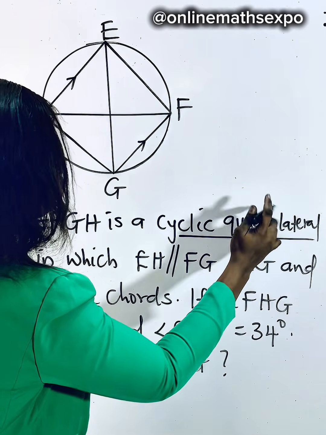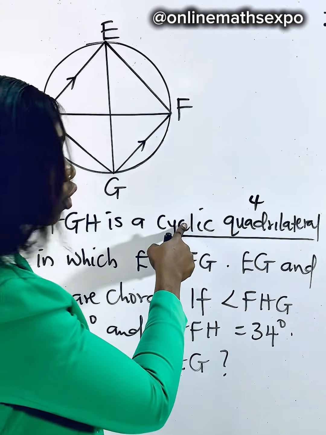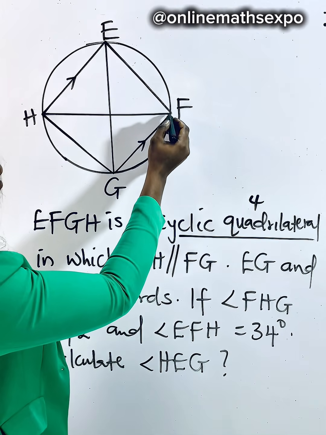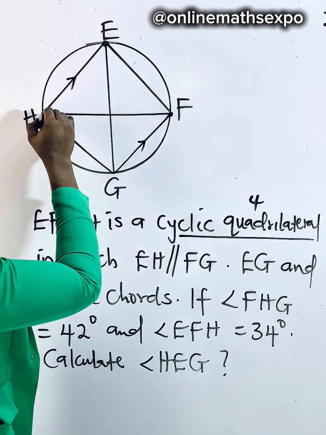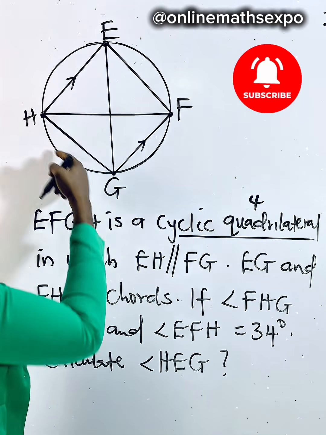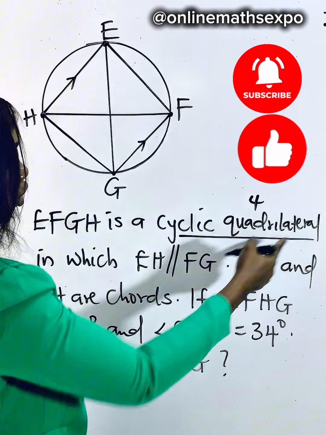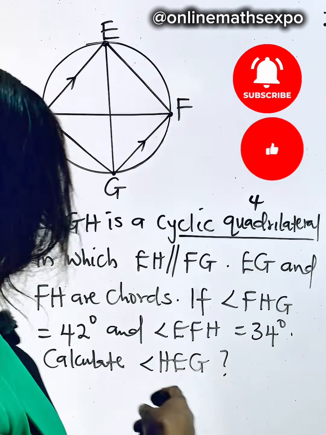Now, whenever you have a four-sided shape that is drawn inside the circle, such that the vertices of the four-sided shape, these are the vertices, are touching the circumference of the circle, we call it a cyclic quadrilateral, and there's a theorem. I will remind you of that.